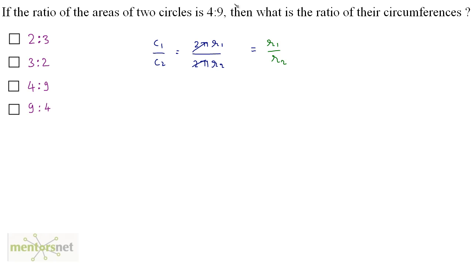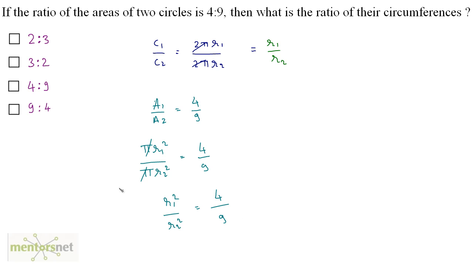Well, to find that out, we have been given the ratio of the areas. So A1 by A2 is given as 4 by 9. Well, what is A1 by A2? Well, it is pi R1 square divided by pi R2 square, and that's 4 by 9. Pi and pi get cancelled out. You have R1 square by R2 square. It is equal to 4 by 9.